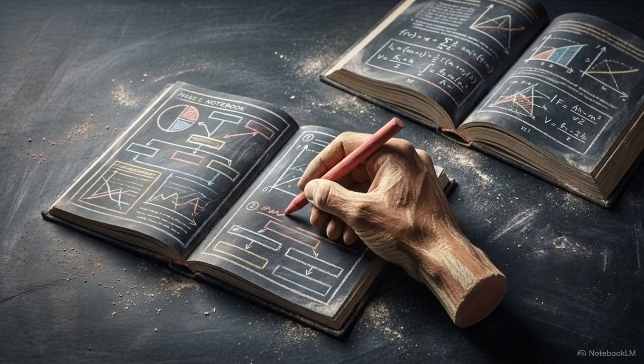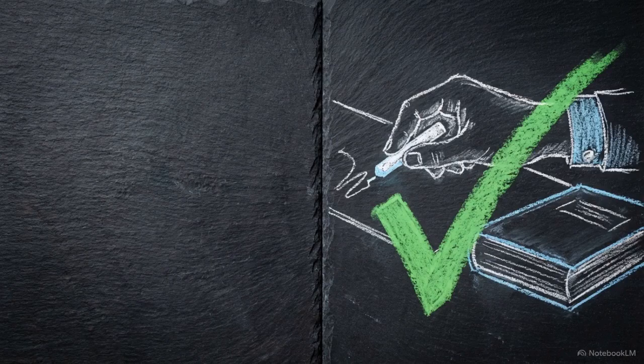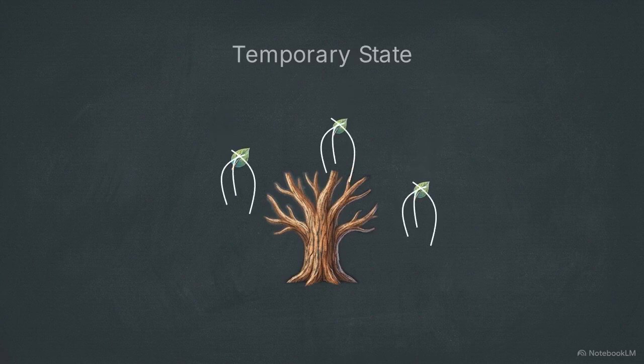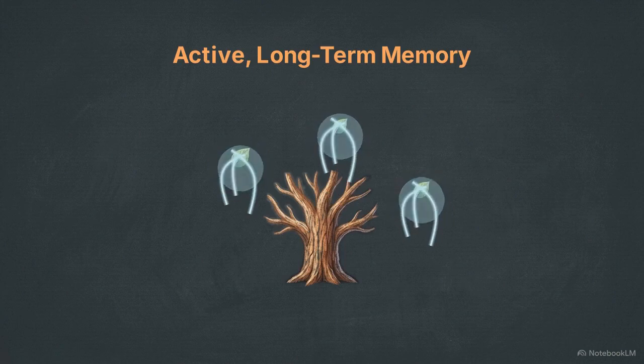Only after you have pushed your memory to its limit should you open the textbook to fill in the missing details. This leads to a fundamental rule of the framework. You are not taking notes when you copy text from an open book. You are only taking notes when you are retrieving information from your own mind. The effort required to pull information out of your memory is what bonds these new leaves to the established branches. This process shifts data from a temporary state into active, long-term memory.